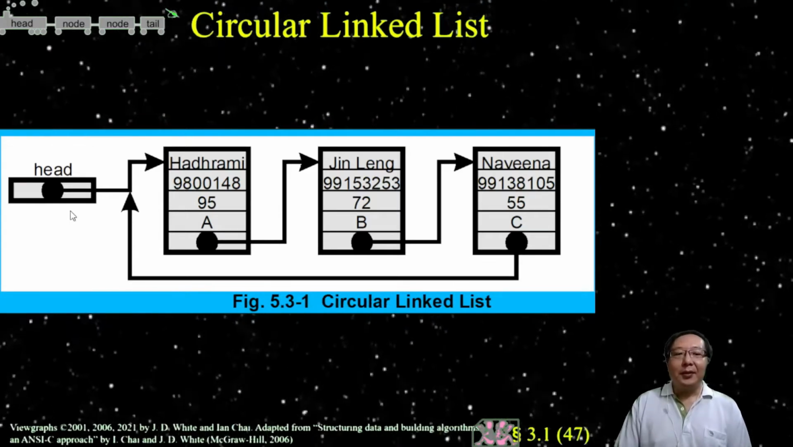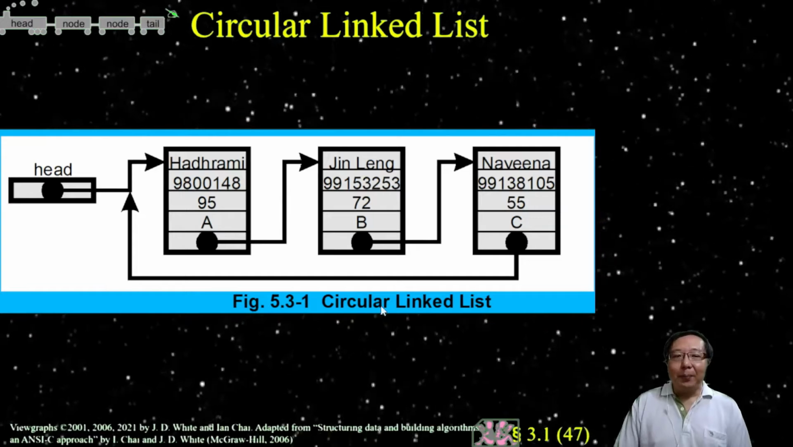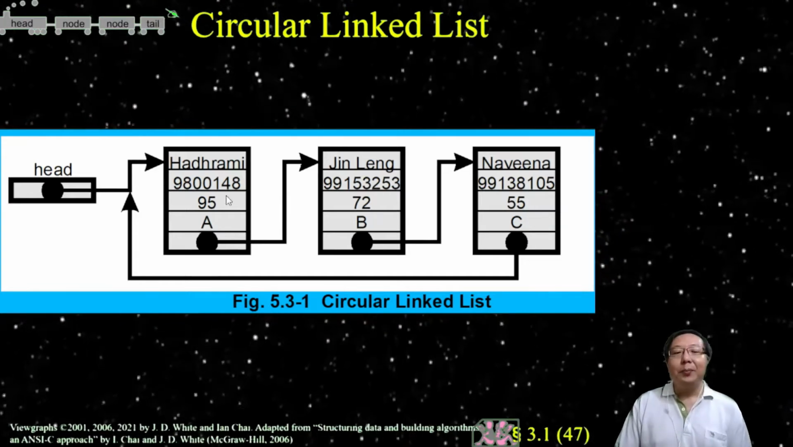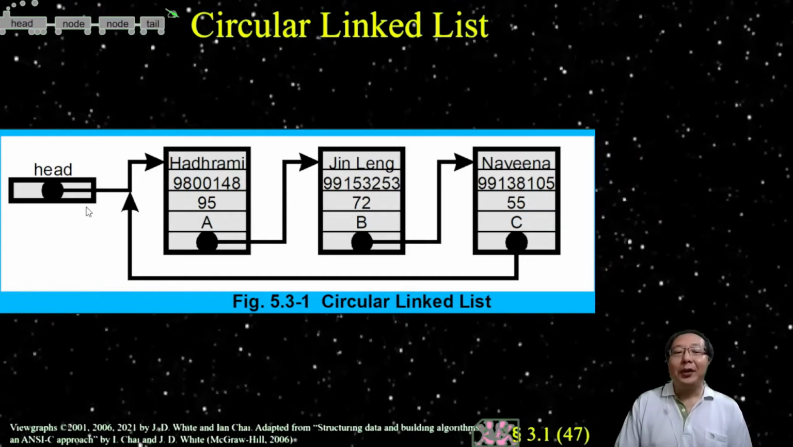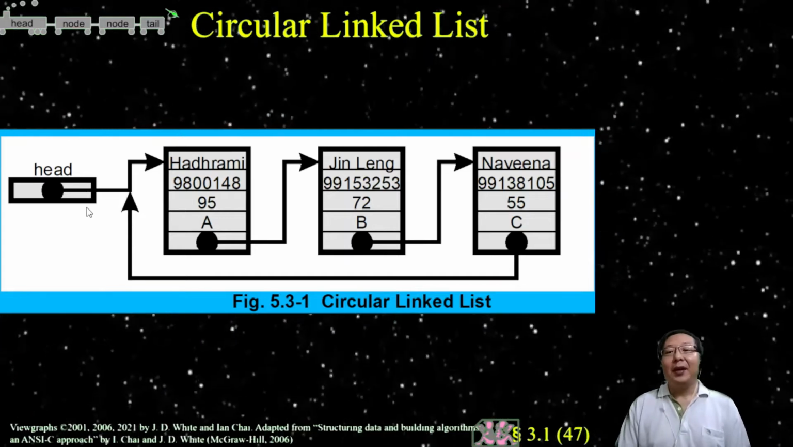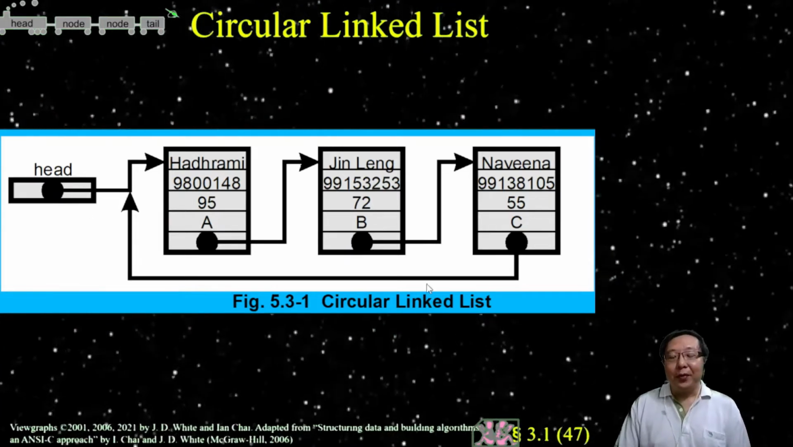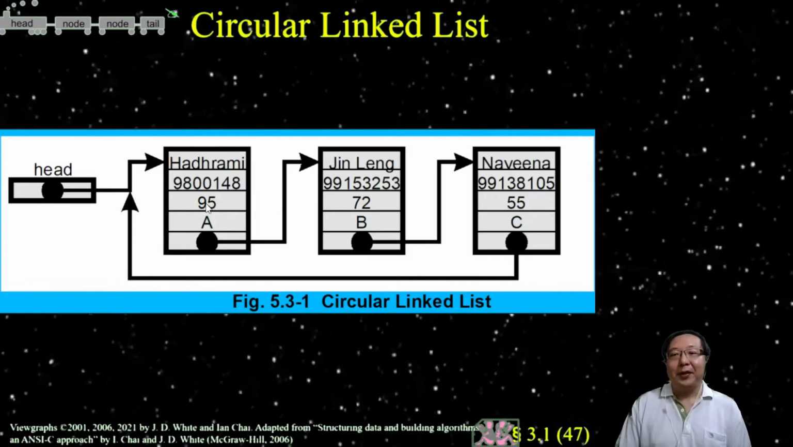Circular linked list, that means that the last one points back to the front. And here you can actually get away with not having a tail pointer, because your head can just move around and you'll still find its way back to the front.